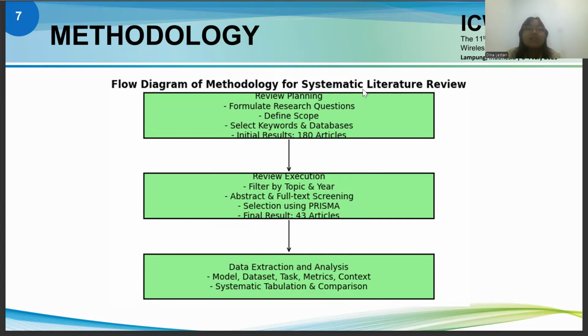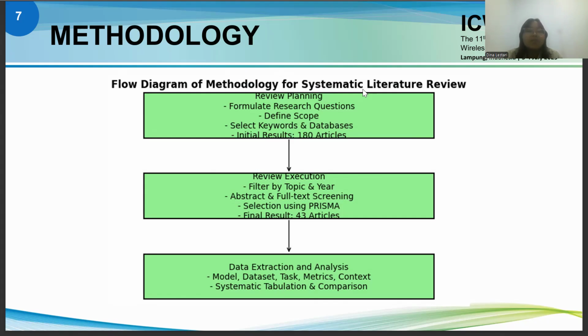So the study addresses four main research questions. The first one is what deep learning models are used in tomato ripeness detection? And the second question is what are the characteristics of the datasets? And the third question is, what metrics are commonly used to evaluate model performance? And the last question, what are the major challenges in this area?